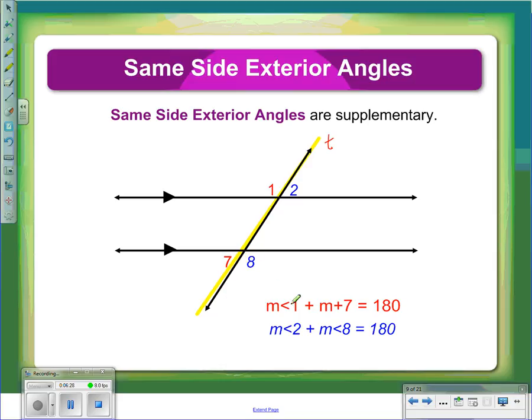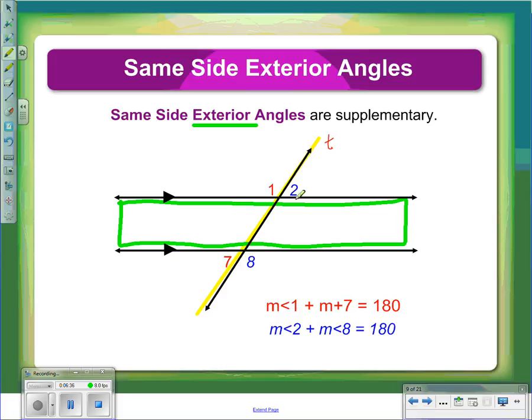And this time we are looking for exterior angles. So they have to be outside of the two parallel lines. So outside is the 1 and 7. They're on the same side. And so again, SSS tells you same side exteriors are supplementary. So measure of angle 1, measure of angle 7, add it together, should add up to 180. And the measure of angle 2 and measure of angle 8 are also going to add up to 180.